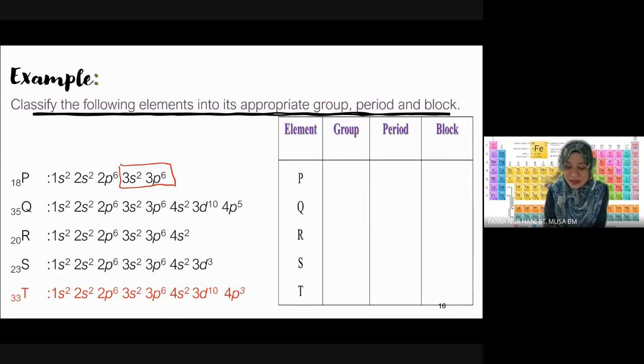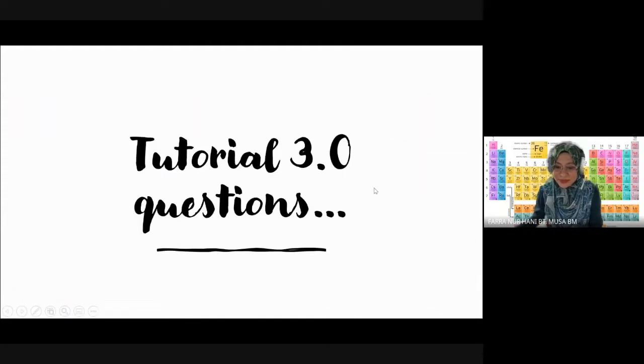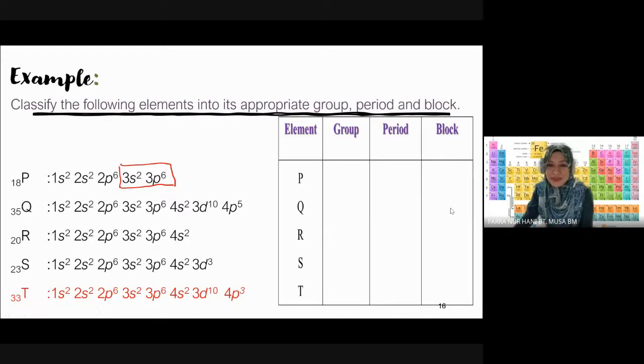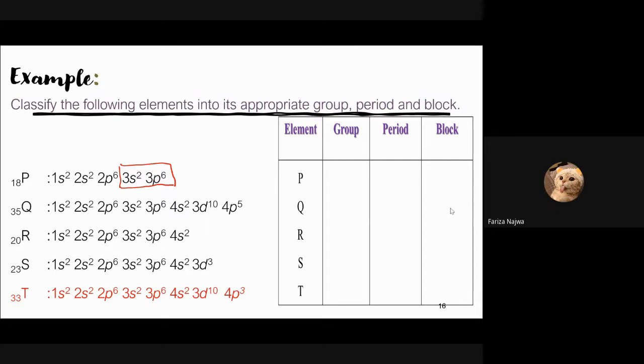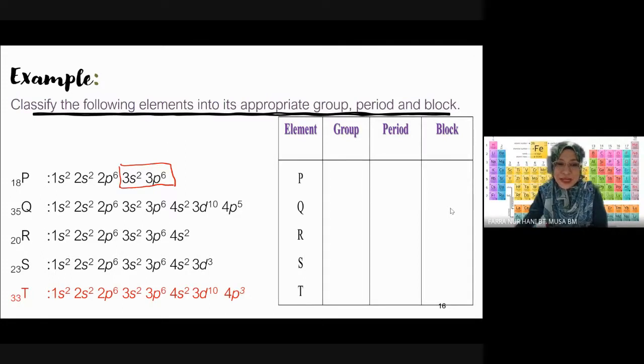Okay, alright. Good. Next is Q. I want to see the valence electron for Q. Who wants to answer? Valence electron for Q. Fariza, are you there? Yes, madam. Valence electron for Q. 5, which one? 4p5 only. Remember what I said earlier? It cannot be 4p only. The valence electron cannot be p only. If it's p, it must combine with s.